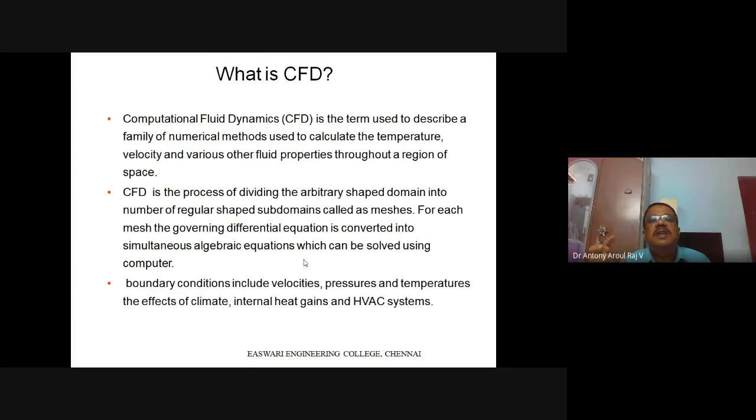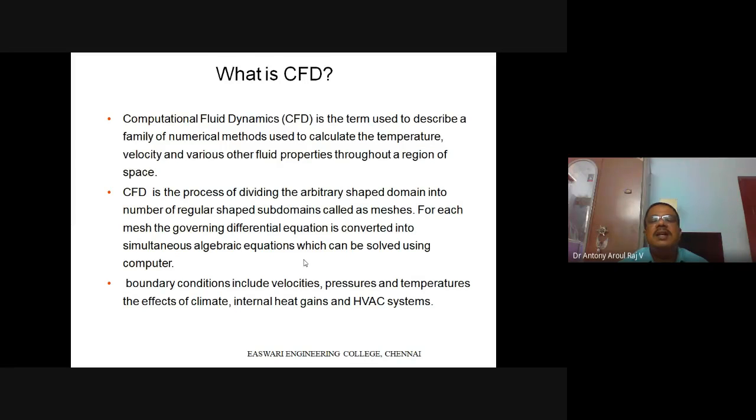But you can take CFD in another way also. CFD is the process of dividing an arbitrarily shaped domain into a number of regular shaped subdomains called meshes. For each mesh I will be having a governing differential equation, and this governing differential equation will be converted into an algebraic equation. These algebraic equations will be in the form of a matrix, and we will solve them simultaneously to get the solution. And what is the domain in CFD? The domain is a fluid. That is what we are considering.